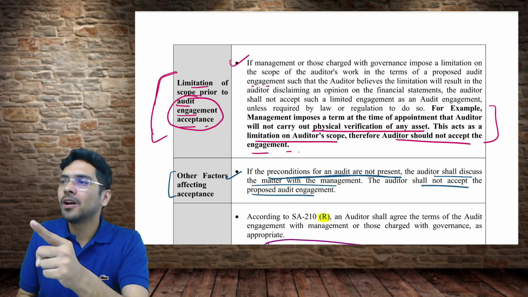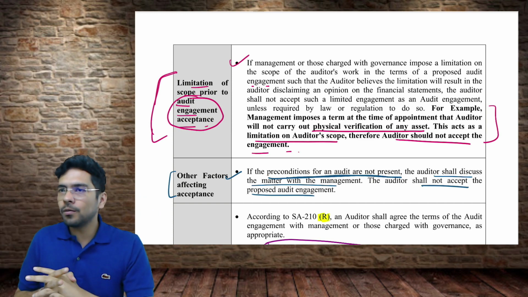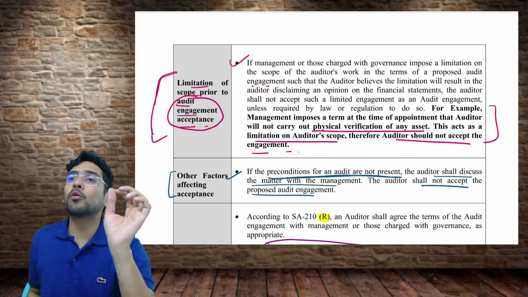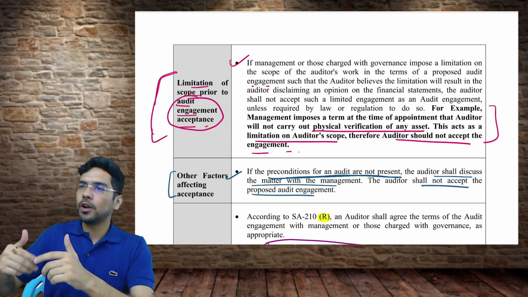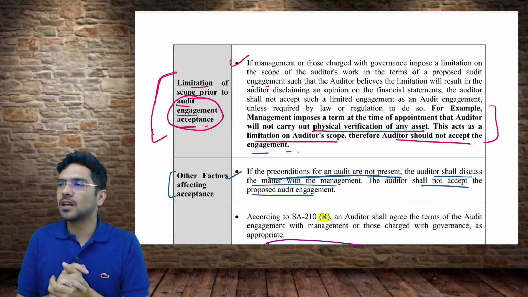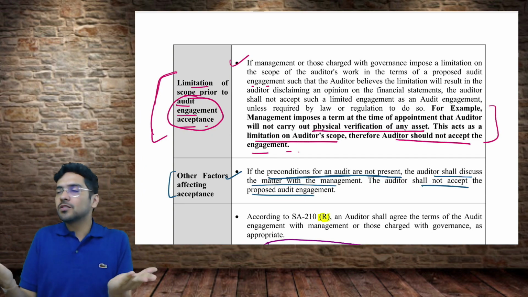But what if they impose a limitation after your acceptance and they are not letting you continue? Then you are going to think of withdrawing from the engagement, plus if there is a need for any reporting to third parties as per the circumstances, you are going to do it. Are you all okay with this? So with this, guys, our standard is over.